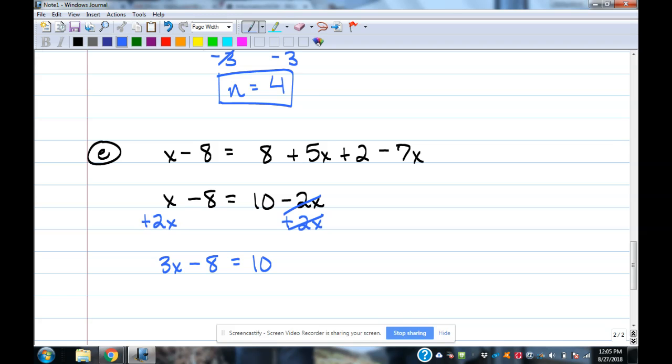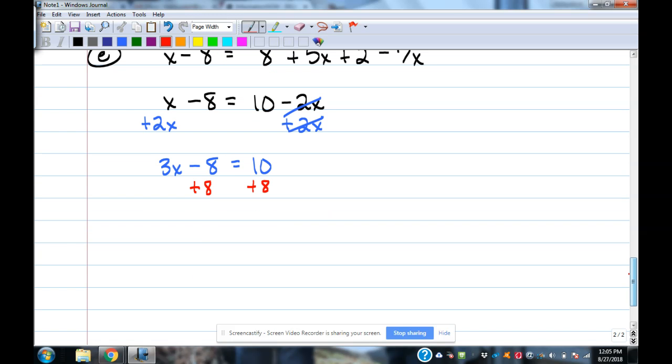What's the next step on this problem? Move that 8. So we're going to add 8. That's right. Good job. 18. We're not done yet. We got to divide by 3. x is 6. Again, showing every step. We're putting things together, moving things from side to side. We got to show those steps.